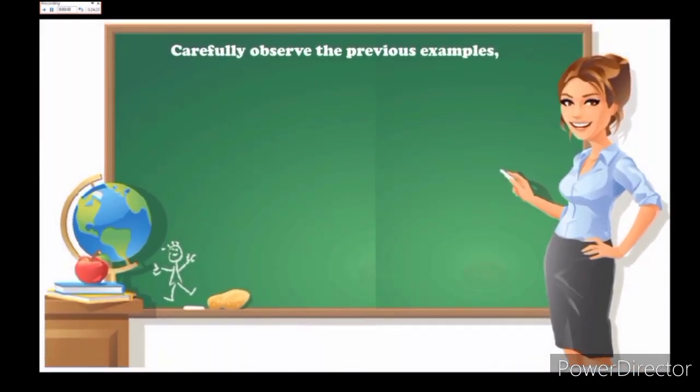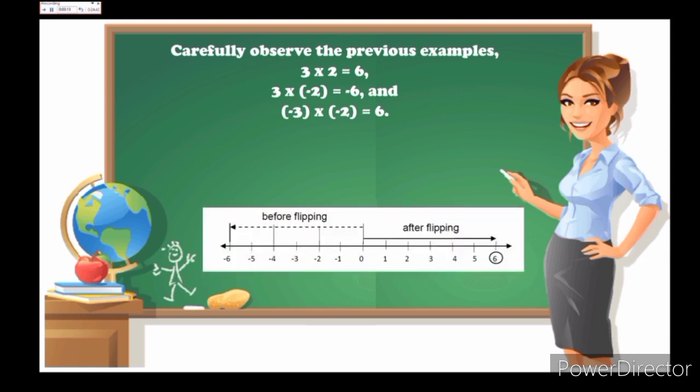Carefully observe the previous examples. 3 times 2 is equal to 6. 3 times negative 2 is equal to negative 6. And negative 3 times negative 2 is equal to 6. This is our number line.